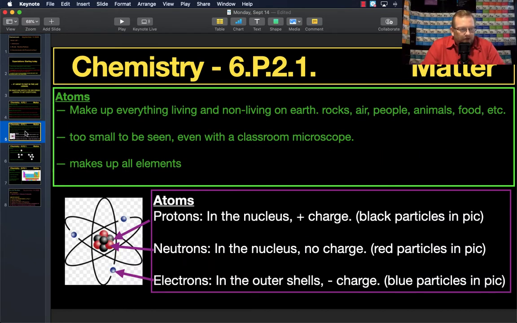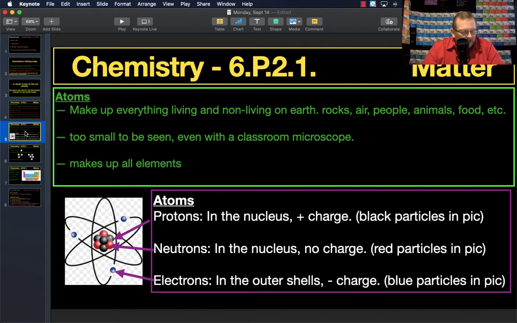So what are atoms? Well, you might have seen a diagram like the one here on the screen. Atoms are basically the building blocks that make up everything. Whether it's alive, animals, people, plants, trees, whether it's not alive, never having been alive, non-living, rocks, air, food, everything is made up of atoms. Atoms are too small to be seen. Even with a classroom microscope, you can't see them, and atoms make up all the elements. We'll talk about elements in a minute. So atoms are basically the building blocks.